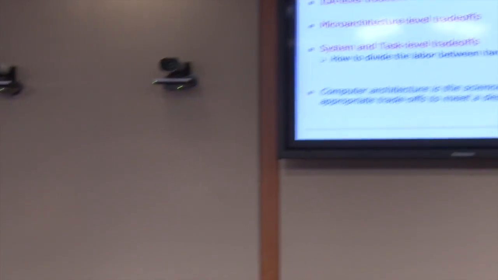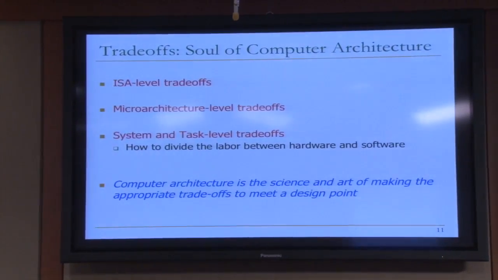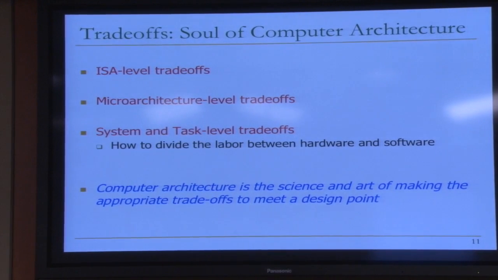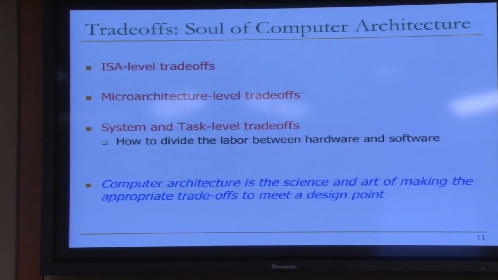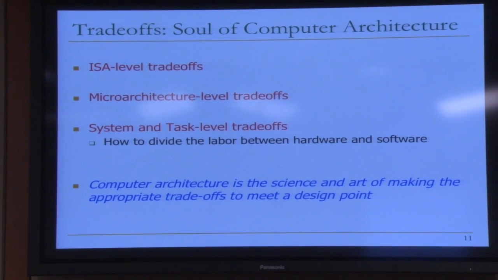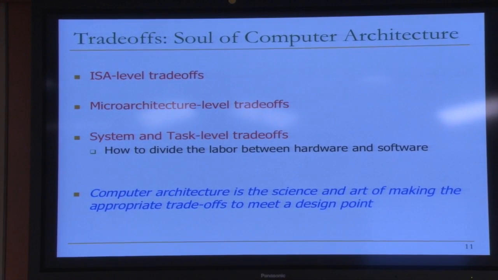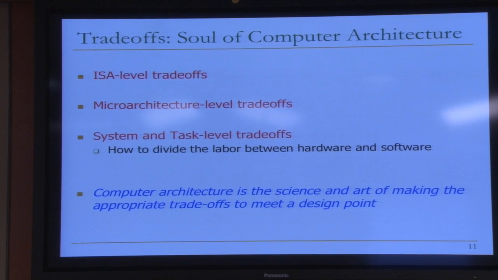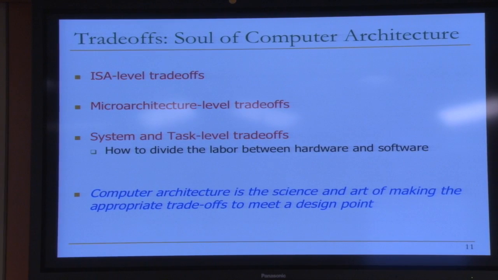Okay, so trade-offs are really the soul of computer architecture, or soul of engineering in general, but we're going to cover those in the context of computer architecture in this course. And there are three kinds of trade-offs that we will cover. We'll start with the ISA level trade-offs in this lecture, and then we'll do a lot of microarchitecture level trade-offs, and these are interrelated. And also system and task level trade-offs, how to divide the labor between the hardware and software.